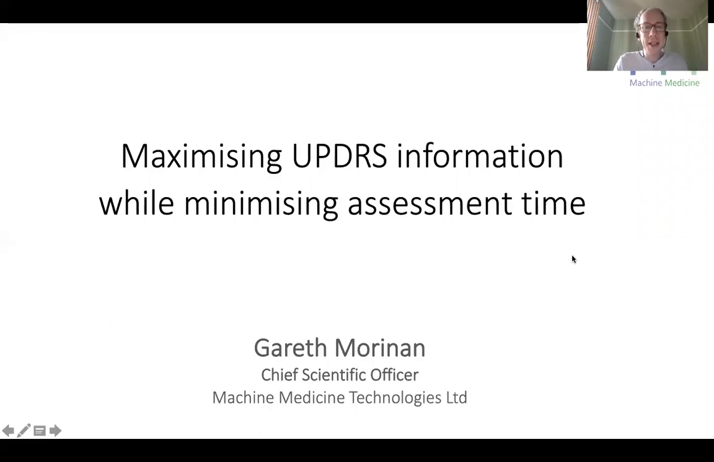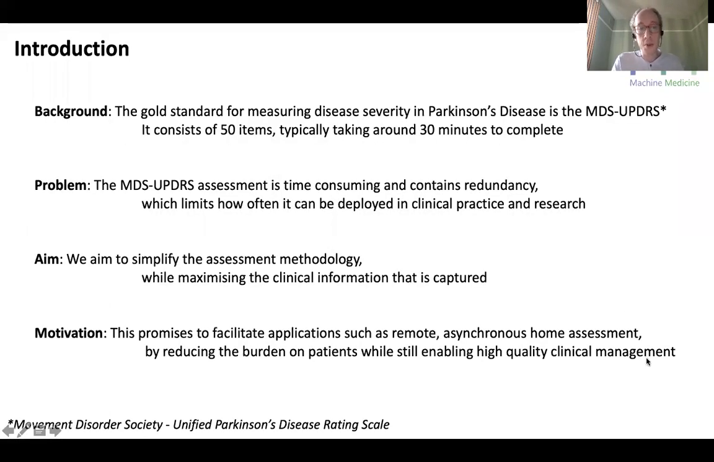I'm going to be talking about maximising UPDRS information while minimising assessment time. So what we're talking about here is the Movement Disorder Society's Unified Parkinson's Disease Rating Scale, the UPDRS, which is very much the gold standard for measuring disease severity in Parkinson's disease.